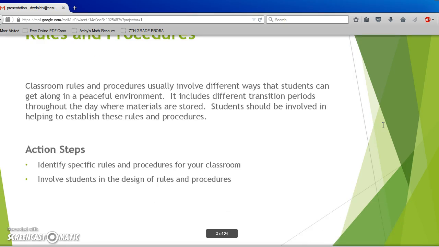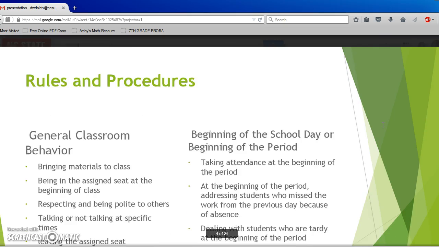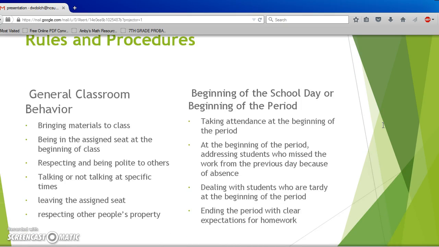Rules and procedures. Classroom rules and procedures usually involve different ways that students can get along in a peaceful environment. It includes different transition periods throughout the day and where materials are stored. Students should be involved in helping to establish these rules and procedures. Some action steps include specific rules and procedures for your class, or identify specific rules. Involve students in the design of rules and procedures.